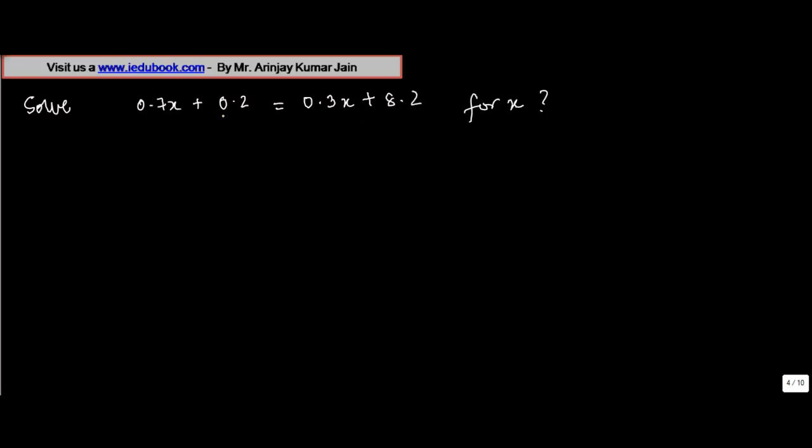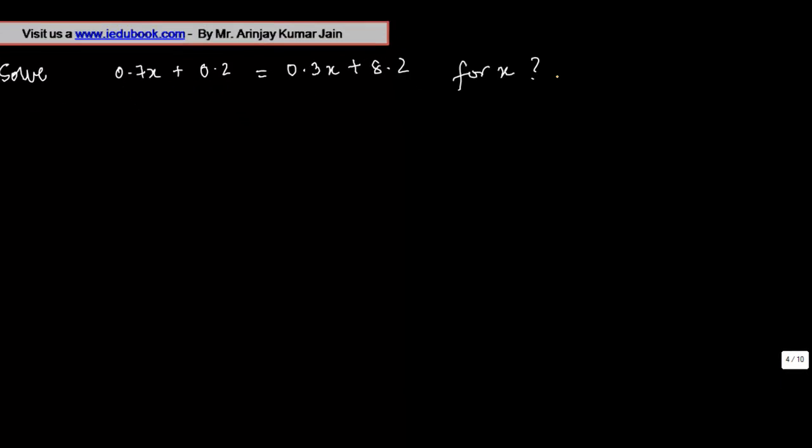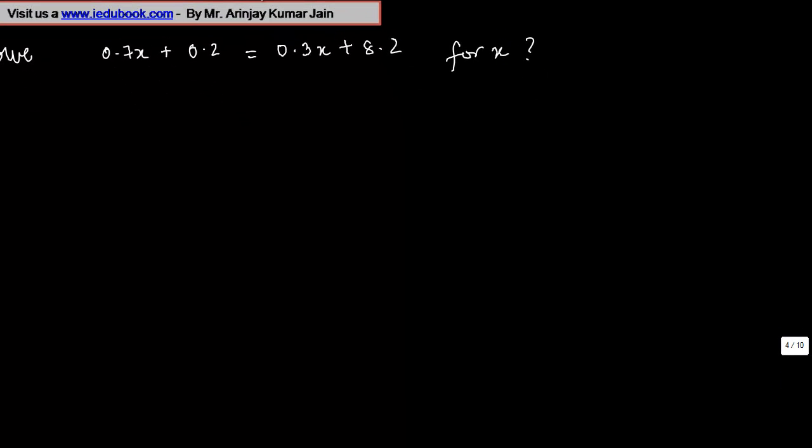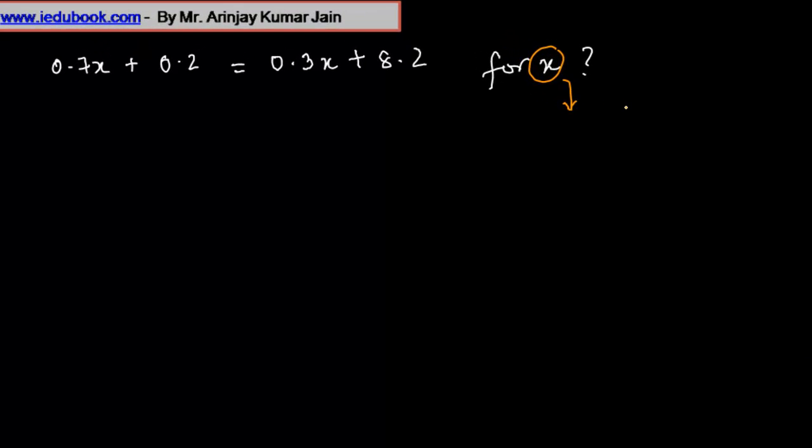Now, what does this linear equation mean? This means that there is some quantity x which is unknown, okay? So we don't know what the value of this quantity is. This could be anything. It could be 10, it could be 100, it could be 1000, or for that matter, anything. But when we take this quantity and multiply it by 0.7 and add 0.2 to it, then whatever the result is equal to 0.3 times that quantity plus 8.2, right?